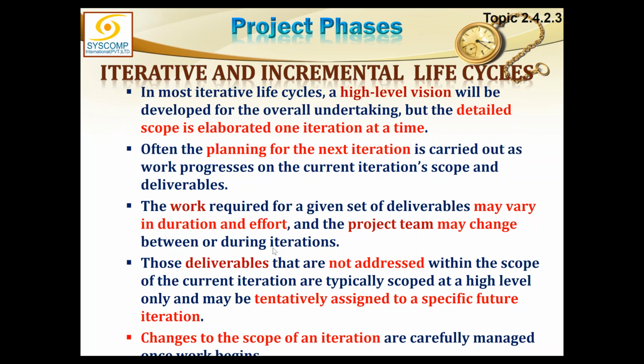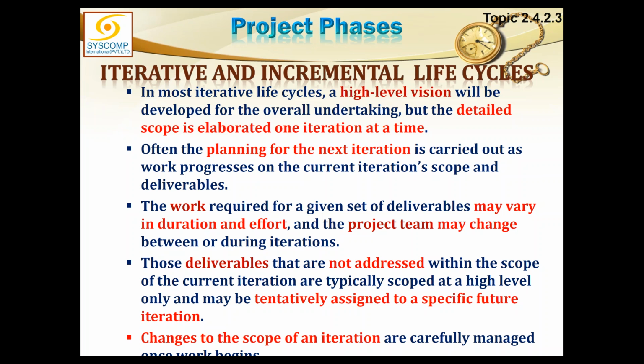And the project team may change between or during iterations. Deliverables that are not addressed within the scope of the current iteration are typically scoped at a higher level only and may be tentatively assigned to a specific future iteration. So whatever we knew, how much we knew, we produced in this phase, and those things which we did not know or which could not be included in this phase will be added to the next phase. So functionalities will be transferred to the next phase, and those next phases would then accommodate them, and ultimately the product will have all the functionalities.